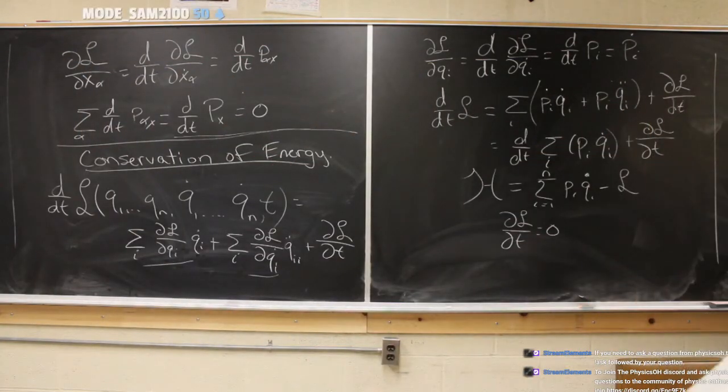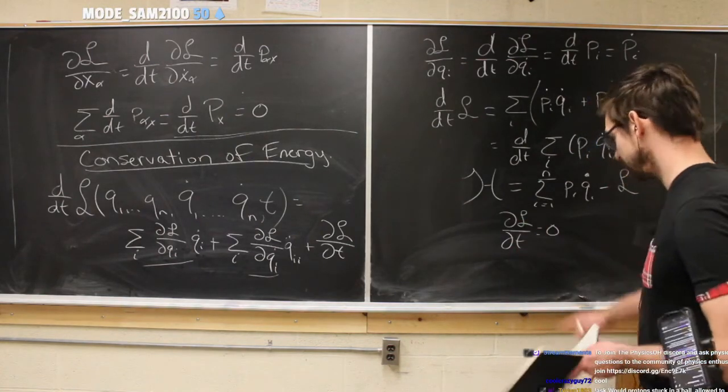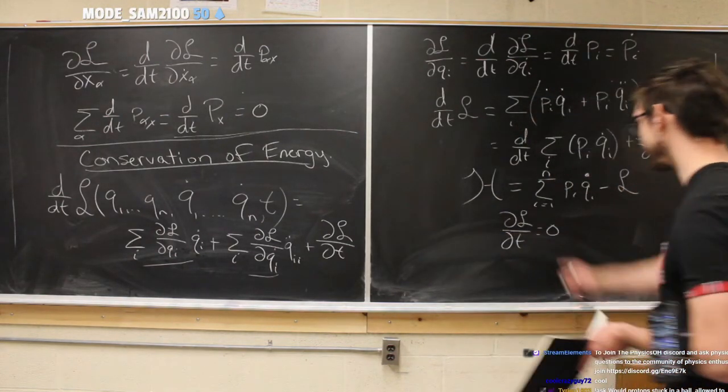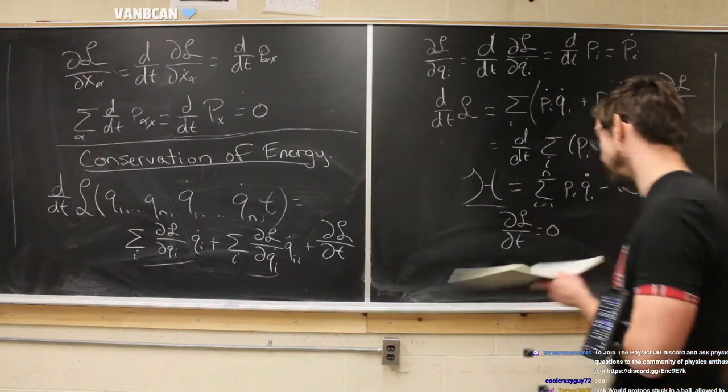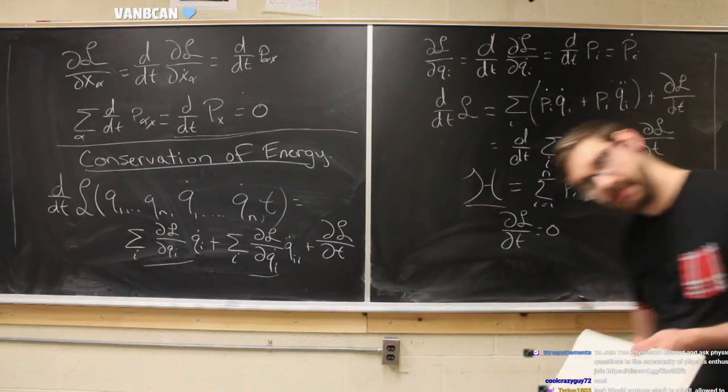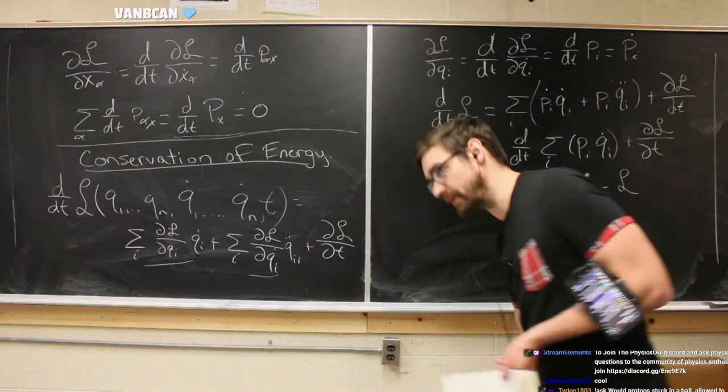So if the Lagrangian does not depend on time, so if this is true, then H is conserved. Our Hamiltonian is conserved. But what is it? That's the question. We need to figure out what it is.